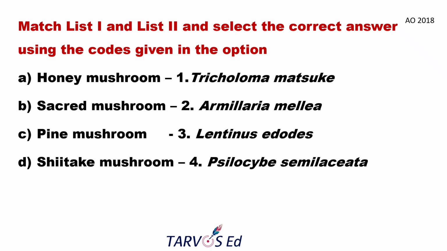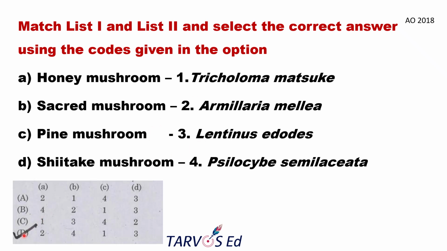Okay, and the next question is: match List 1 and List 2 and select the correct answer using the codes given in the options. As I already said, they might definitely ask the common name as well as the scientific name of the most important mushrooms. Here also they have paired the common name with the scientific name. Honey mushroom, its scientific name is Armillaria mellea. Sacred mushroom, Psilocybe mexicana. Pine mushroom, Tricholoma matsutake, and shiitake mushroom is Lentinula edodes. So the correct answer will be option D, 2, 4, 1, 3.